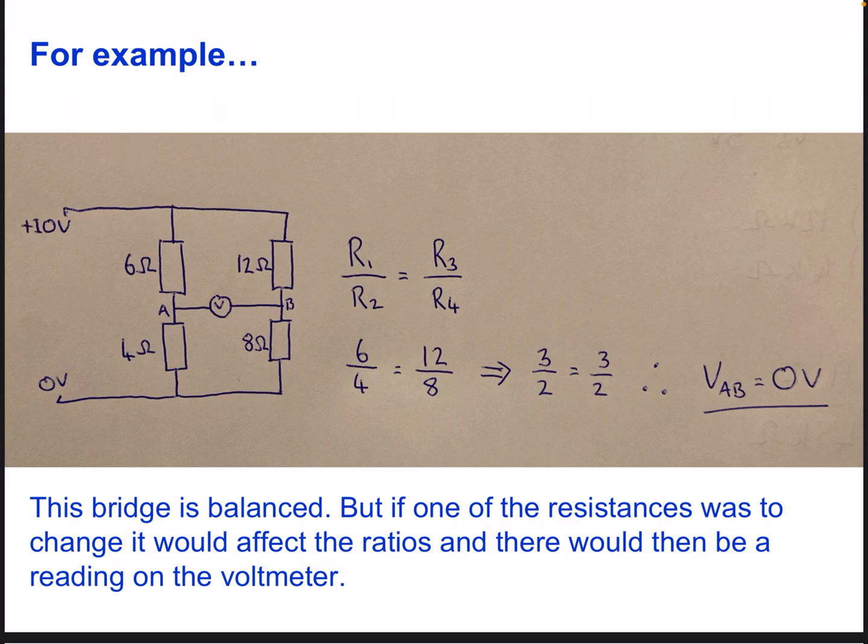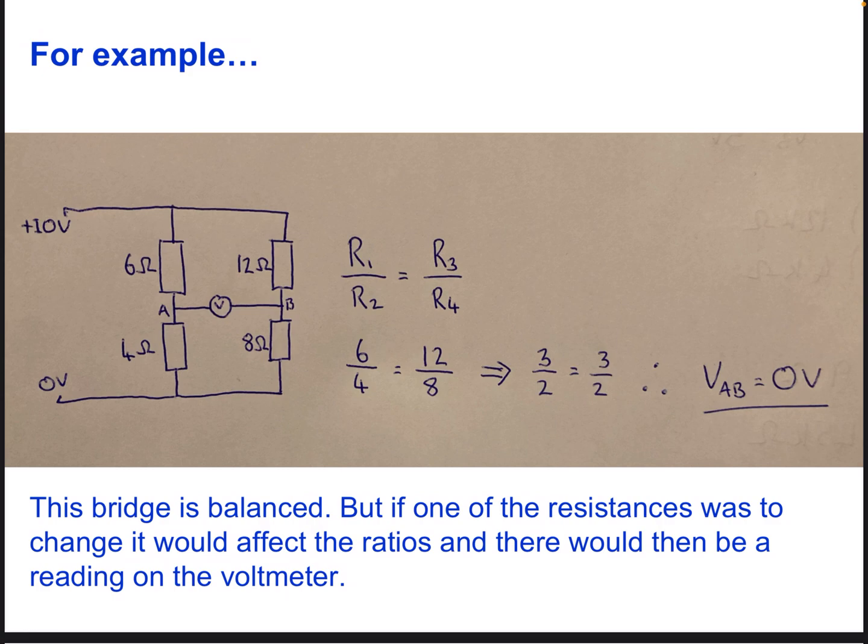So in this particular example, we've got a 10 volt supply. We've got a pair of resistors on the left that are 6 ohms and 4 ohms, and another pair that are 12 ohms and 8 ohms. And then they're connected by this voltmeter. So if we look at the ratios of these two pairs of resistors, R1 over R2 is 6 over 4, R3 over R4 is 12 over 8. If we simplify those down, they're both 3 over 2. So they're both the same. They're equal. So therefore, the reading on the voltmeter would be 0 volts.